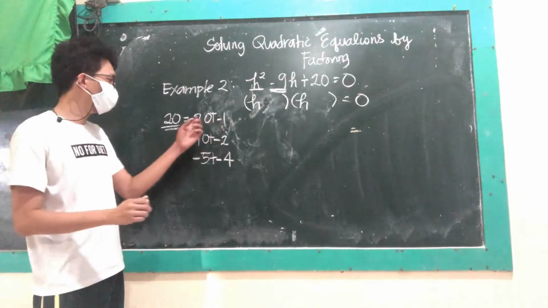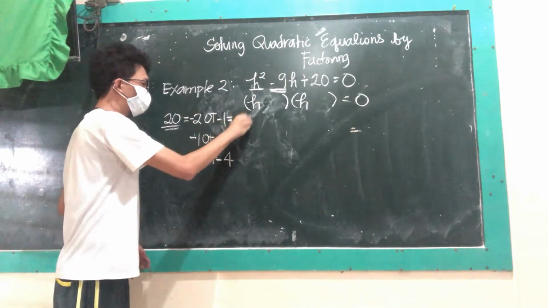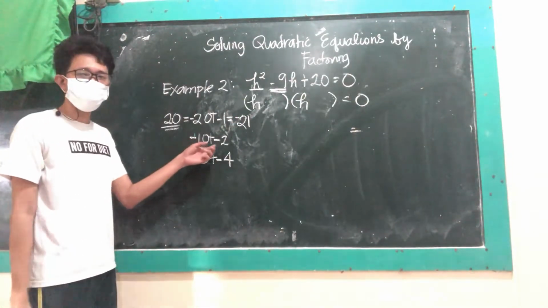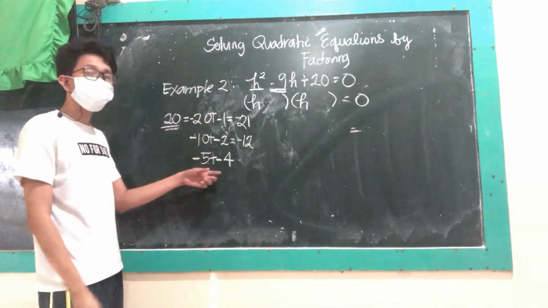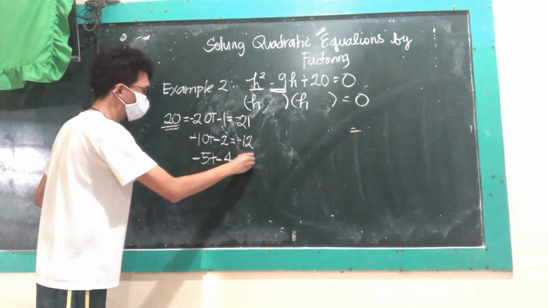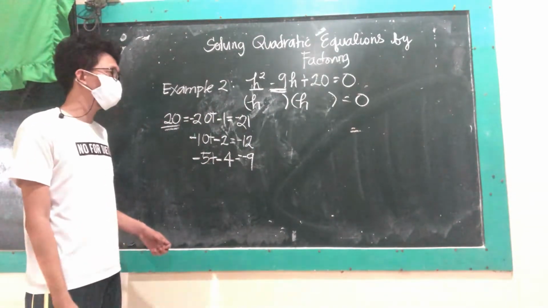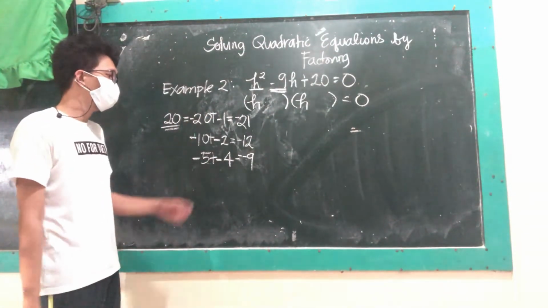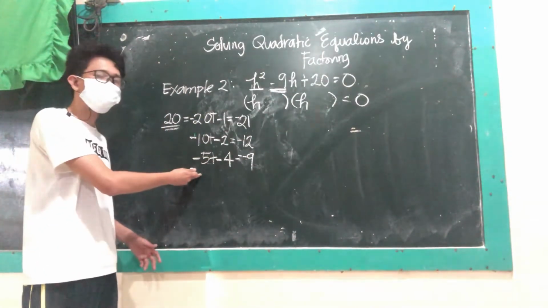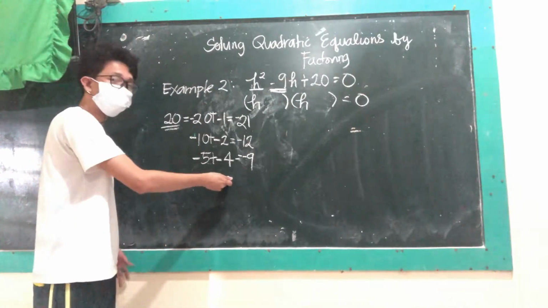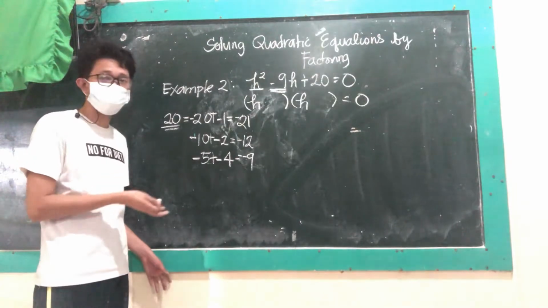So for instance, we have negative 20 plus negative 1, we get negative 21. Negative 10 plus negative 2, we get negative 12. And negative 5 plus negative 4, we have negative 9. On these three pairs of factors, we will investigate which pair has a sum equivalent to the numerical coefficient of the second term.